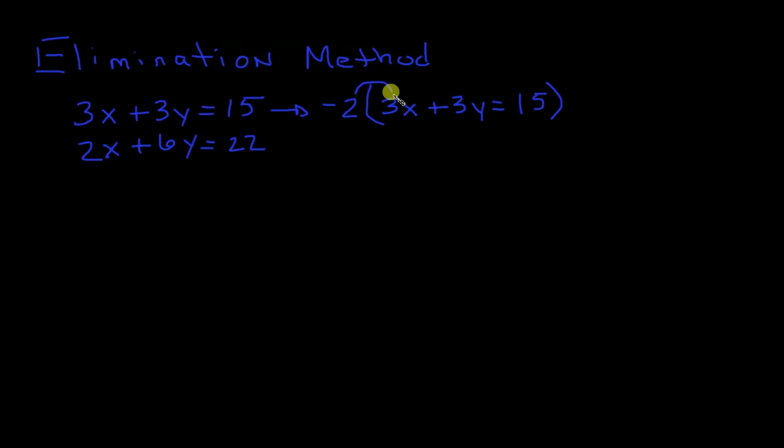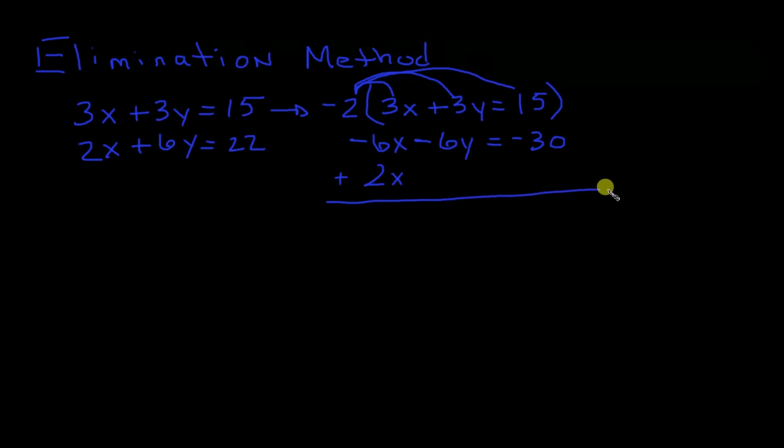So let's do that. Negative 2 times 3x gives us negative 6x. This negative 2 times 3y gives us a negative 6y, which is what we're looking for. And then this negative 2 times 15 gives us a negative 30. So now that we have this second equation that we made from the original first one, we can move this equation over. We can bring this underneath, and when we're doing systems of equations, you're going to add these.